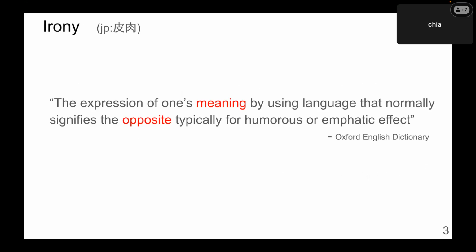So first of all, what is irony? According to the Oxford English Dictionary, this is the definition of irony. The main point here is the opposite meaning of the sentence.